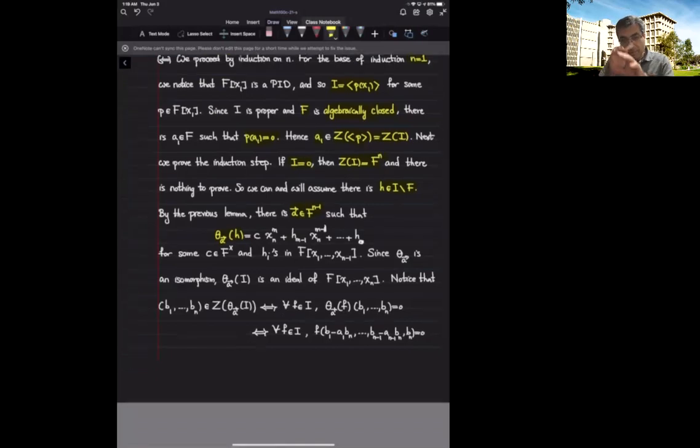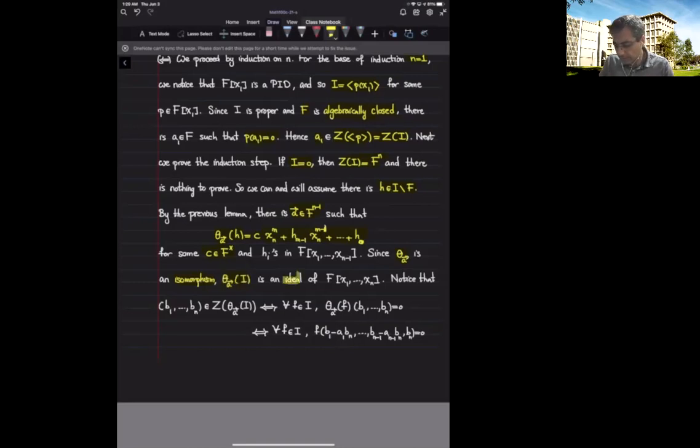Okay, so now I pick this h, and then by the previous lemma, I can find some a and apply this isomorphism theta of a to h and end up getting a polynomial of this form where the h sub i's are multivariable polynomials with variables x1 to x sub n-1, but the leading coefficient c is a constant polynomial, a unit inside F. Okay, so now how can this help us? Because this is an isomorphism, when I apply it to the ideal I still get an ideal.